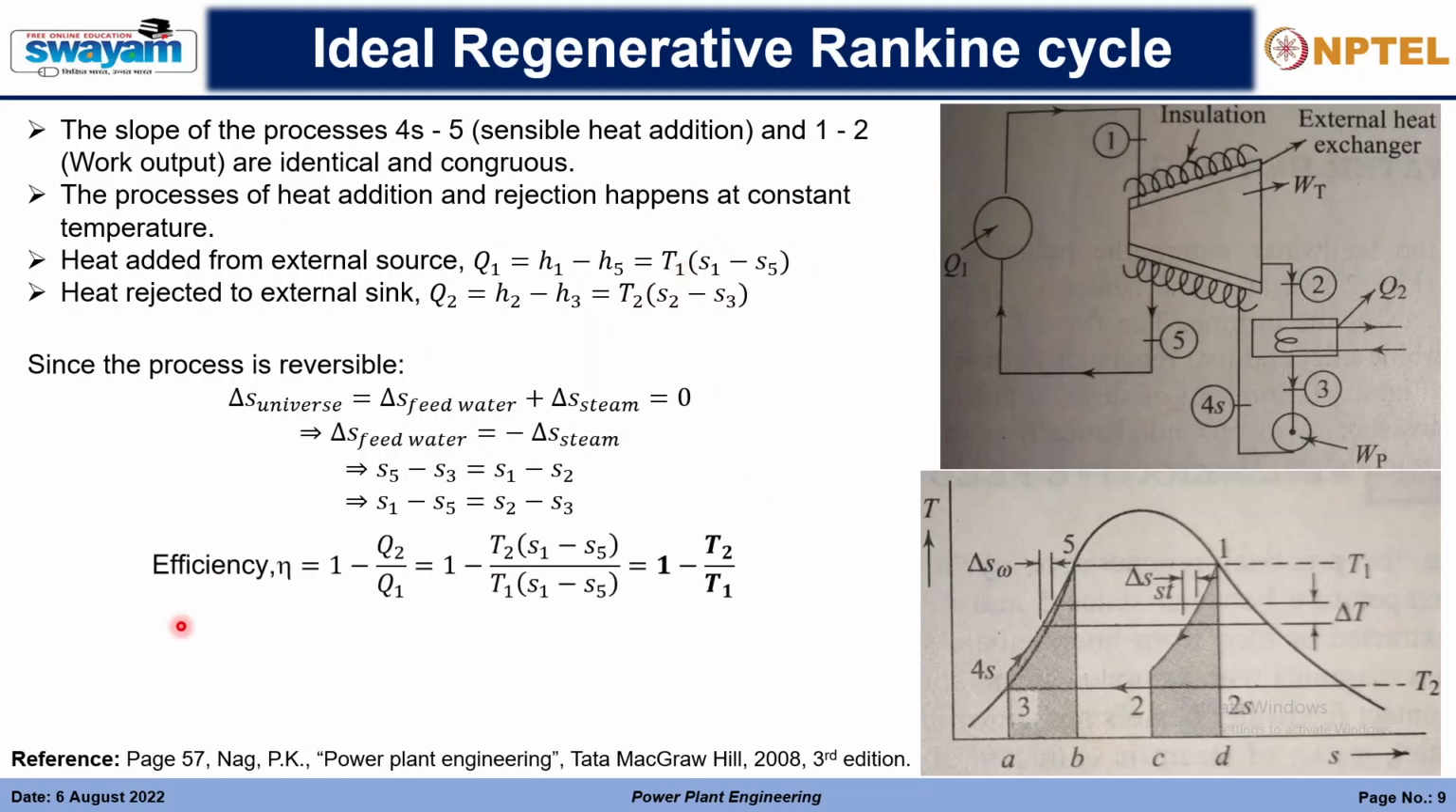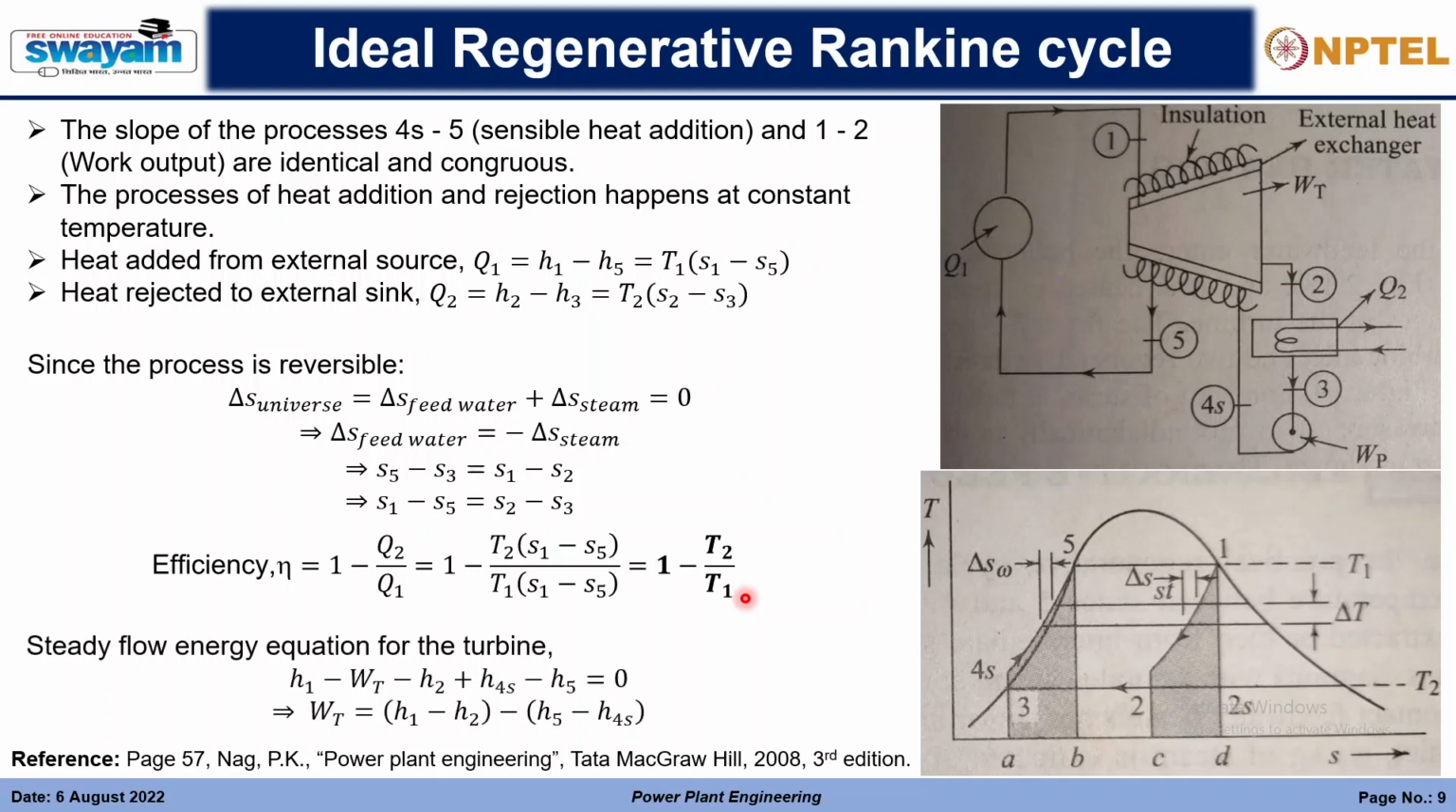Efficiency was given as 1 minus Q2 by Q1, right? So Q1 minus Q2 would be the work done, and dividing by Q1 we get this equation. Further we put in the values, and we get 1 minus T2 by T1. You might recollect now that this is the exact efficiency of a Carnot cycle. So this is having similar efficiencies.